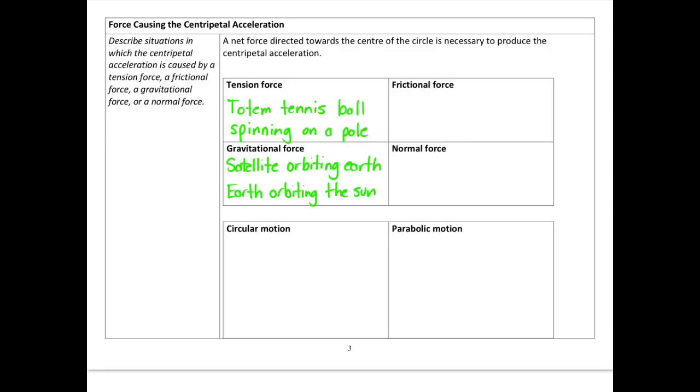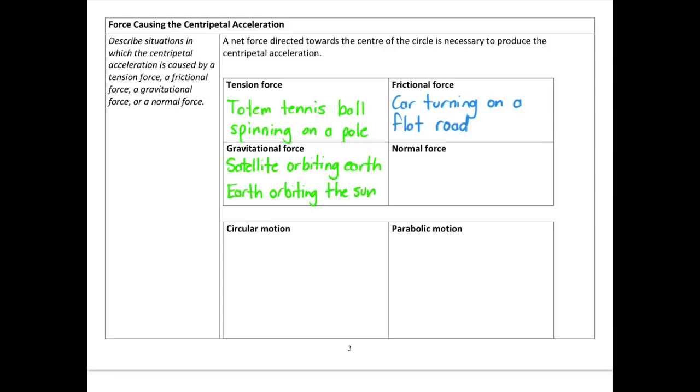A frictional force could be, well, the most common example of a frictional force is where we're turning on a flat road. So a car turning on a flat road, whether that's driving around a curve or turning around a corner.